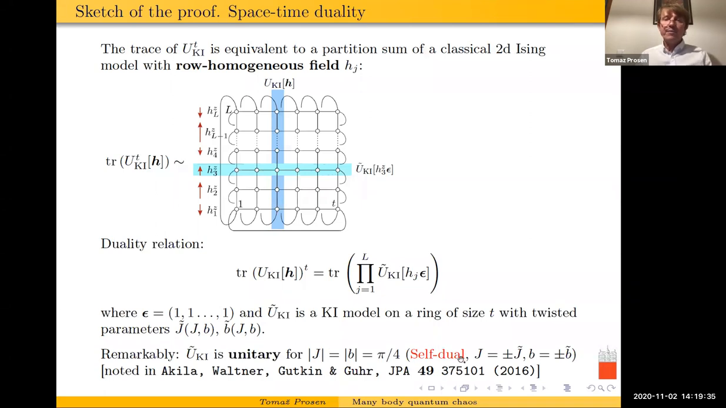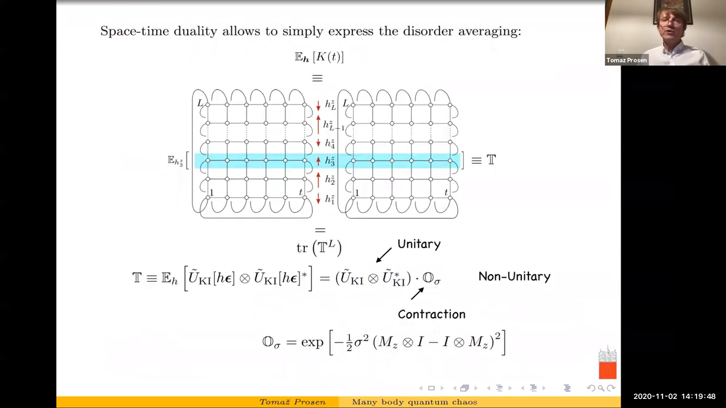Okay, so these are the points which we call self-dual. There are four points in parameter space for which this is exactly unitary. And that's super cool because this now allows us to do computation, as you will see. Okay, so how do we do that?